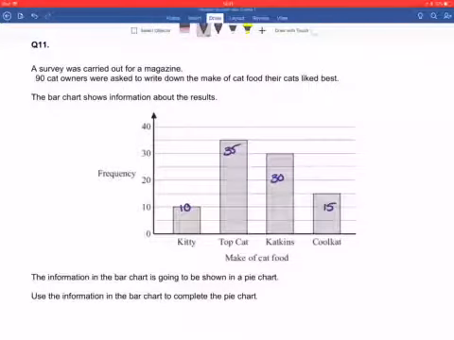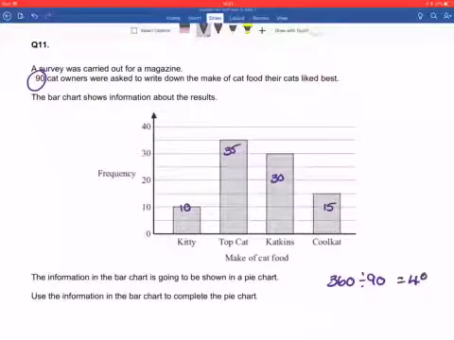So I need to put them all together. Oh, but they've already told me it comes out of 90. So I do 360 divided by 90, and that means each one is worth 4 degrees. So that's going to be worth 40 degrees. 3 times 4 is 12, so that's going to be 120 degrees. Okay, so 15 times 4 must be 60 degrees. And 35 times 4, so 5 4s are 20, that must be 140 degrees.